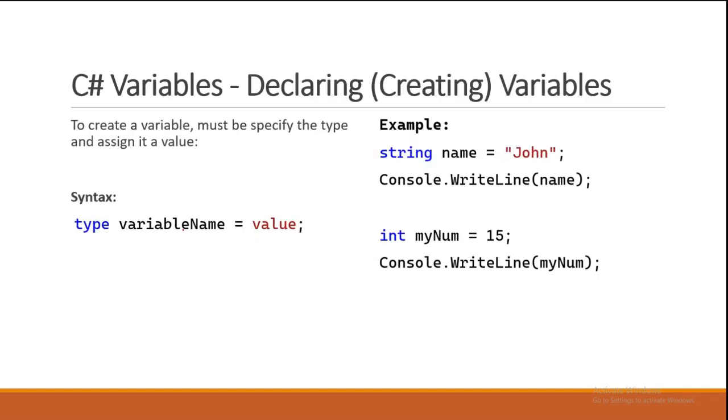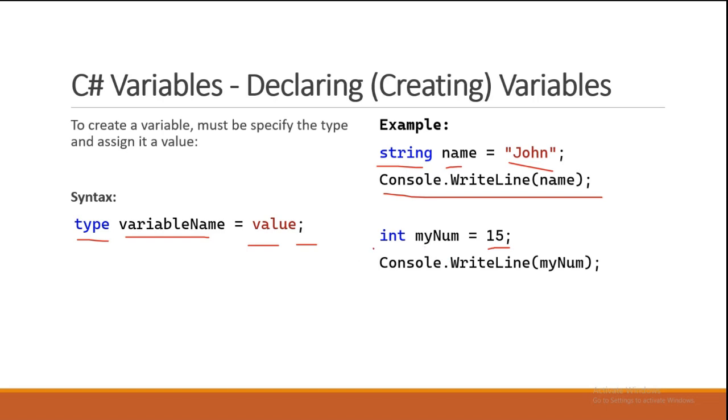When we declare variables, we need to declare the type, int or string, then the variable name, an equals sign, the value, and then a semicolon. The example is here. For example, string name equals John. Or of course we can get information from the user, and then we can show it on the screen like this. And also it can be numbers like this.